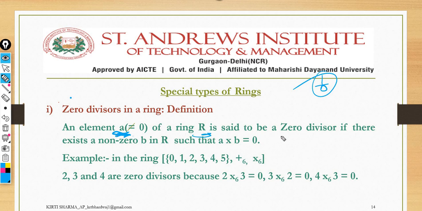In a ring R, A is said to be a zero divisor if there exists a non-zero B such that applying the multiplication operation A times B gives the answer 0. So after applying the operation, if you're getting the answer as 0, then it's a zero divisor of the ring. Here the set is modulo 6, with addition modulo 6 and multiplication modulo 6, two operations given. Here 2, 3 and 4 are the zero divisors.